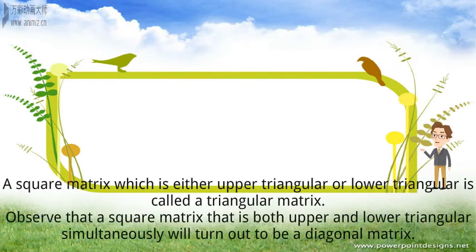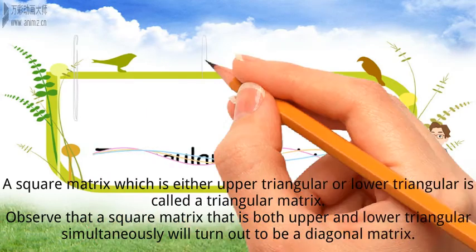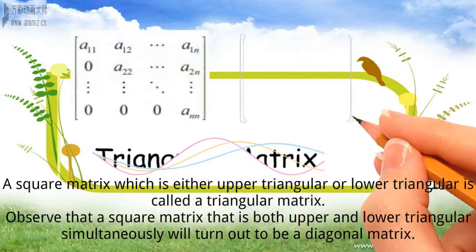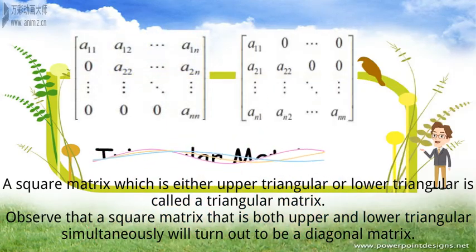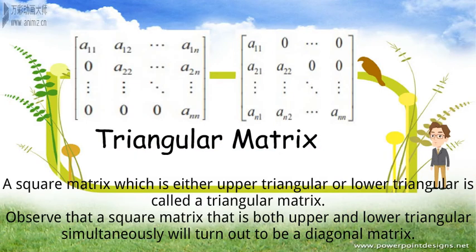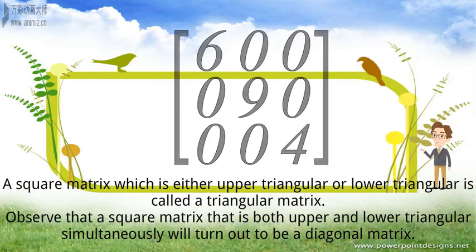A square matrix which is either upper triangular or lower triangular is called a triangular matrix. Observe that a square matrix that is both upper and lower triangular simultaneously will turn out to be a diagonal matrix.